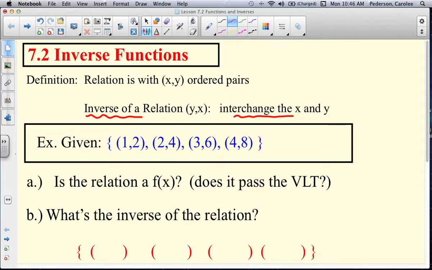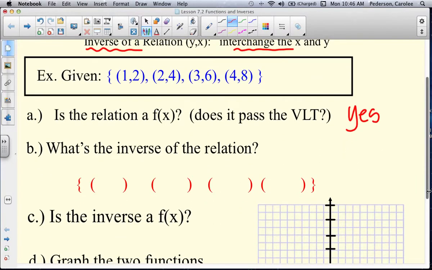So here's an example. There's a set of 4 ordered pairs: (1, 2), (2, 4), (3, 6), and (4, 8). First thing, is this relation a function? Does it pass the vertical line test? Yes, it does, and we'll show you that on a graph below. What's the inverse of this relation?